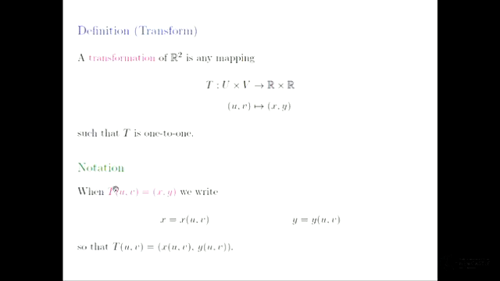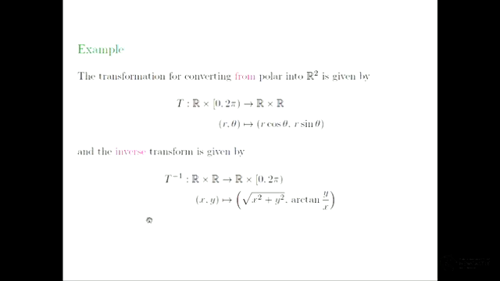Right? So you give me a u and v, I can give you x, and you give me a u and v, and I can give you a y. So T applied to (u, v) is the pair where x gives you a value based on u and v, and y gives you a value based on u and v.